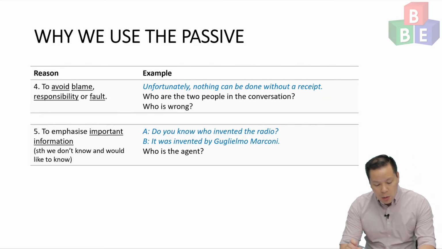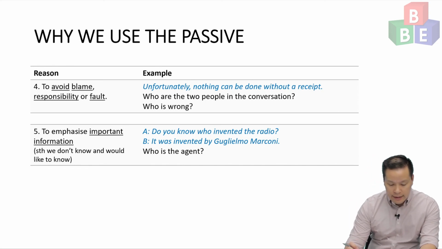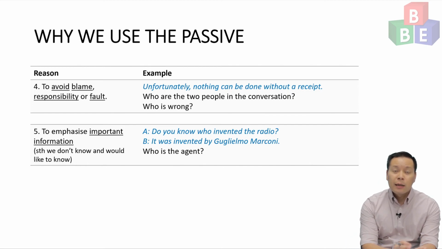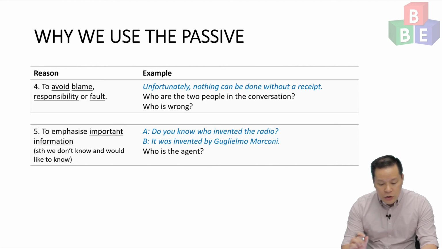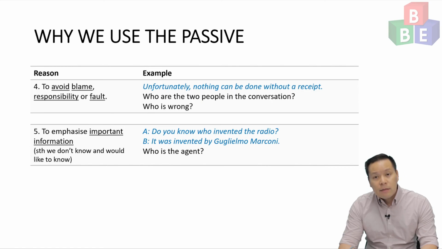5. We use the passive to emphasize important information. Important information is something that we don't know and would like to know. For example, "Do you know who invented the radio?" "Yes, it was invented by Guglielmo Marconi."